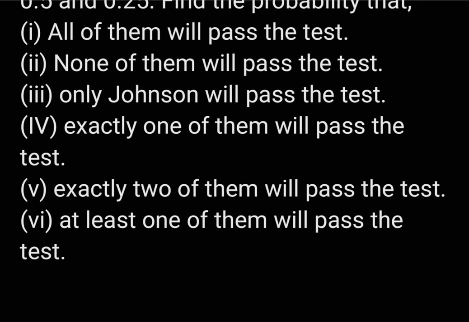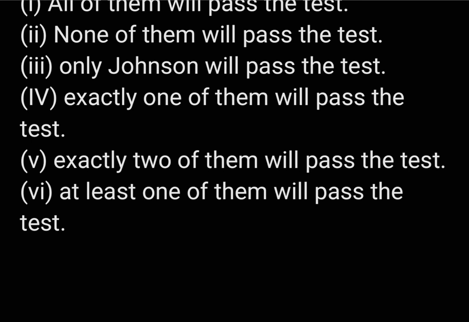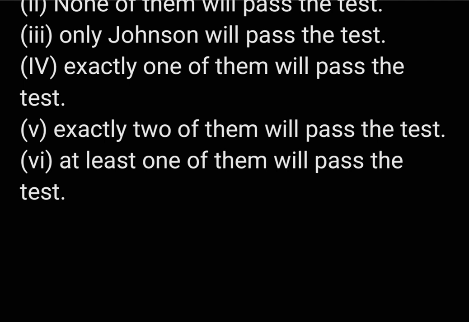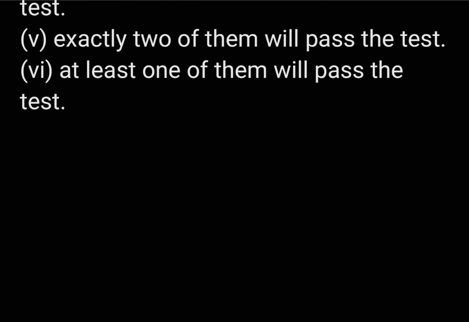(ii) none of them will pass the test, (iii) only Johnson will pass the test, (iv) exactly one of them will pass the test, (v) exactly two of them will pass the test. Then the last one is (vi) at least one of them will pass the test. Okay, so we'll move straight to the solution to see how we can actually solve this question.